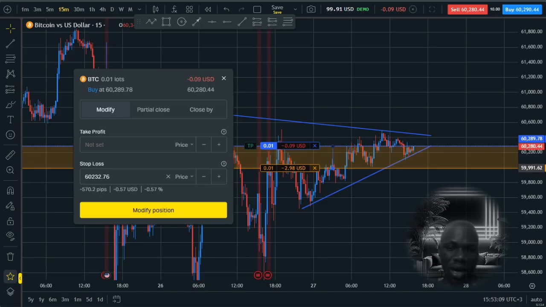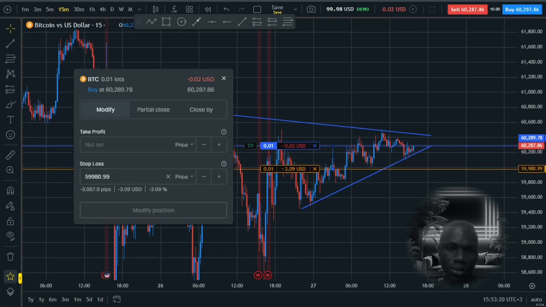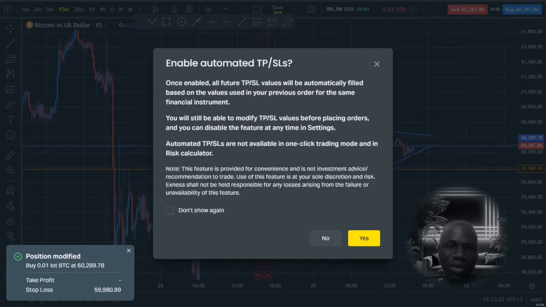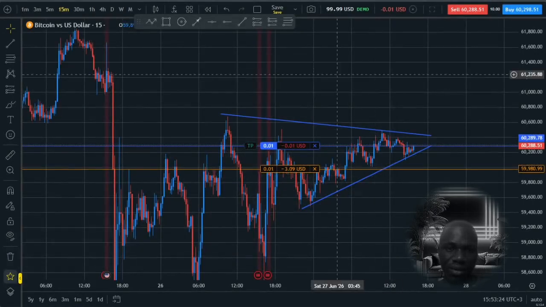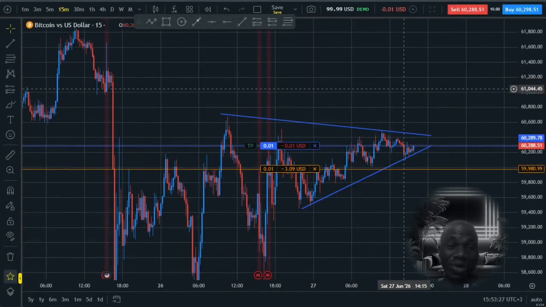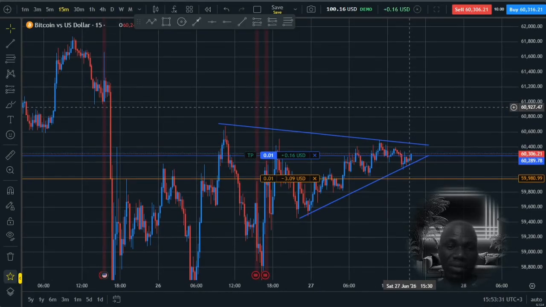The stop loss is going to be below this structure, slightly below here. So what are you losing now? You are losing $3. So this is the risk part of it. Now you can see.